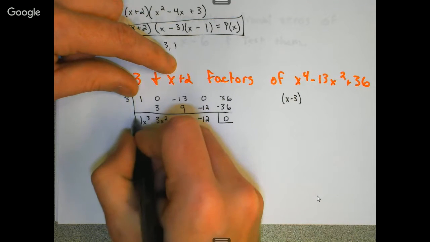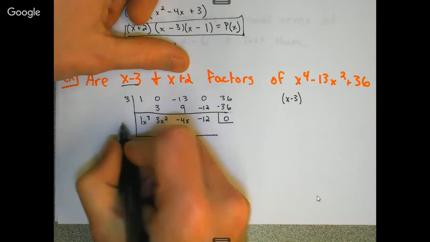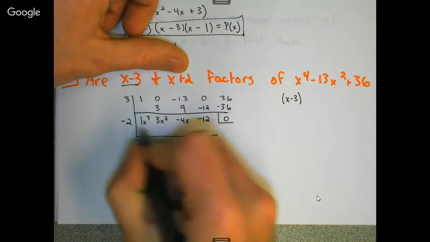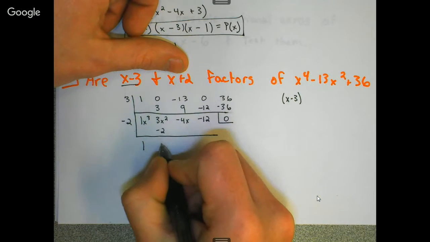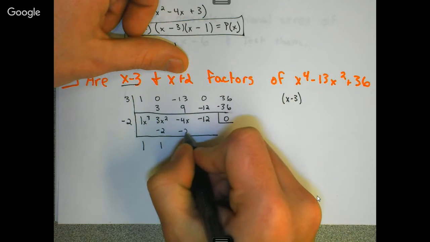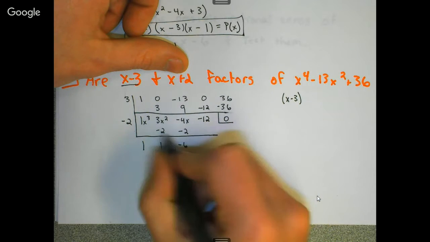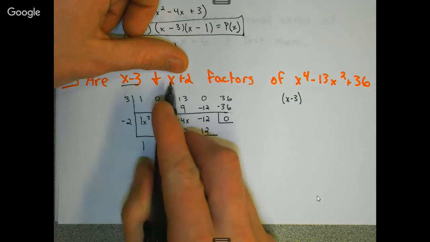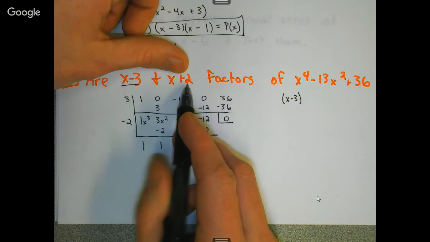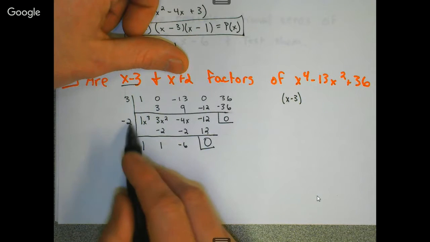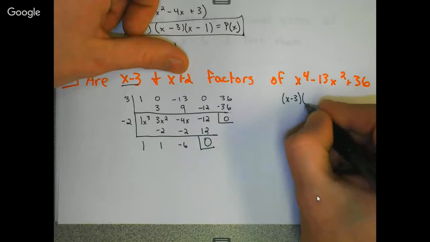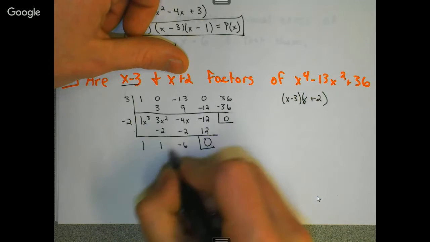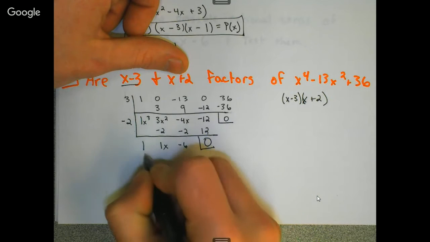So I'll just continue with this one, and I will put a -2 out front. Okay, I'll bring my 1 straight down, multiply, get -2, add, I get 1, multiply, I get -2, add, I get -6, multiply, I get 12, add, I get 0. So is x plus 2 a factor? Yes, because when I did the synthetic division with -2, I got 0. So I also have x plus 2 as a factor.